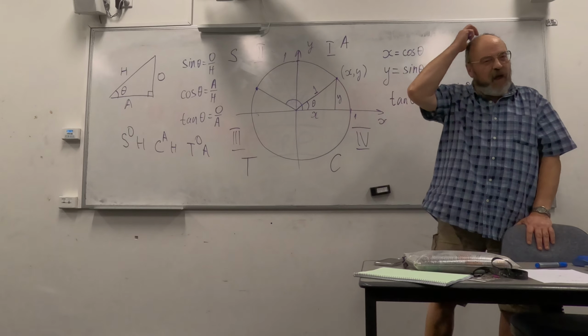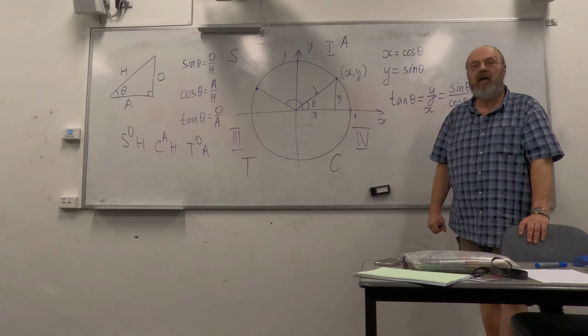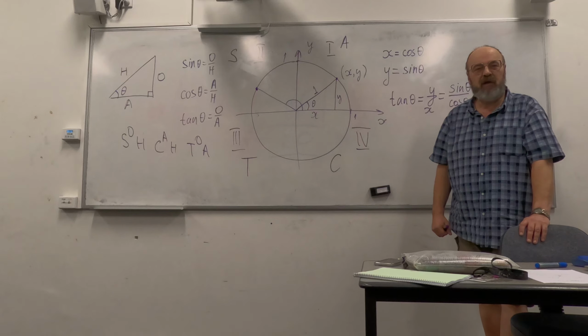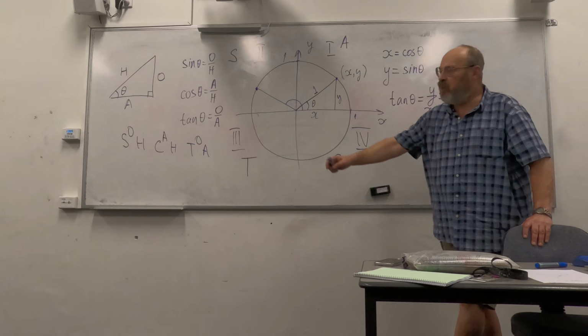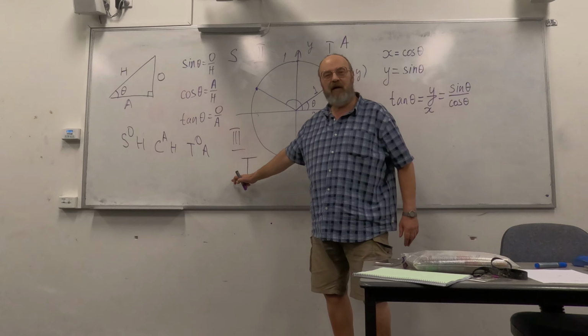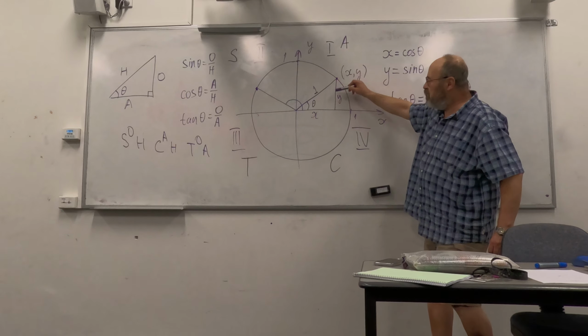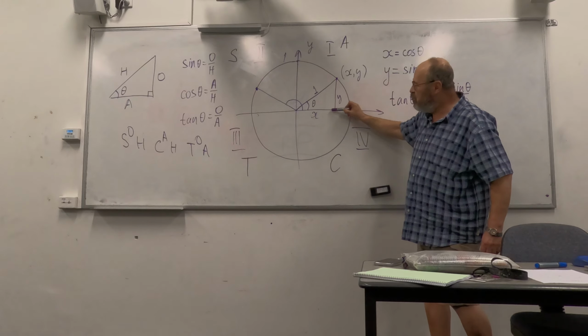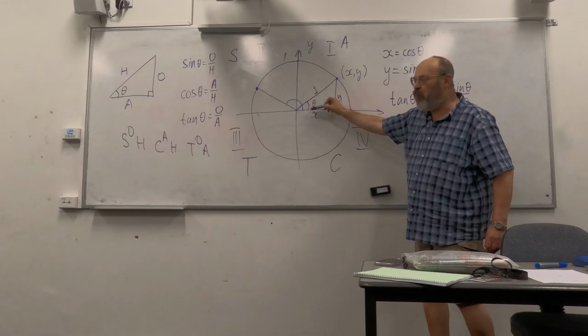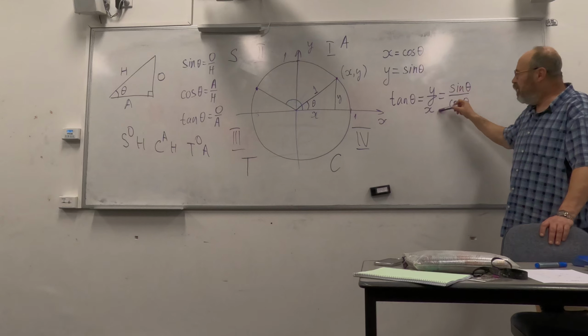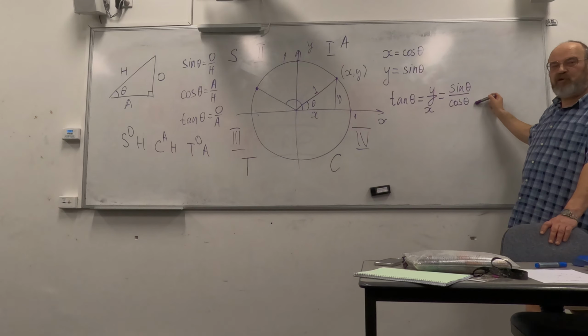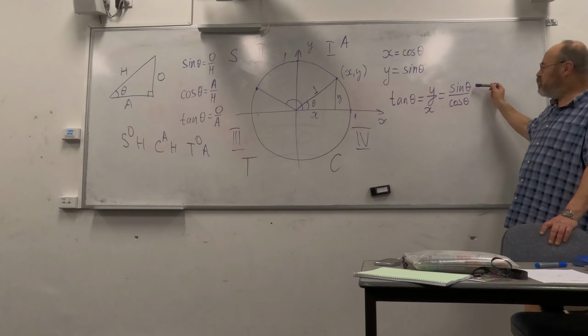Now, let's introduce tangent. What does that mean? It means opposite over adjacent. Tangent is opposite over adjacent. Opposite is y, adjacent is x, so y over x. And y is sine theta, x is cos theta. So tangent is sine over cos.